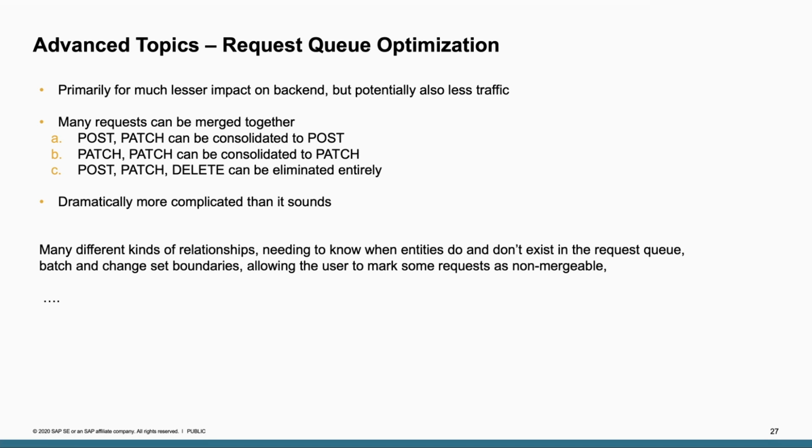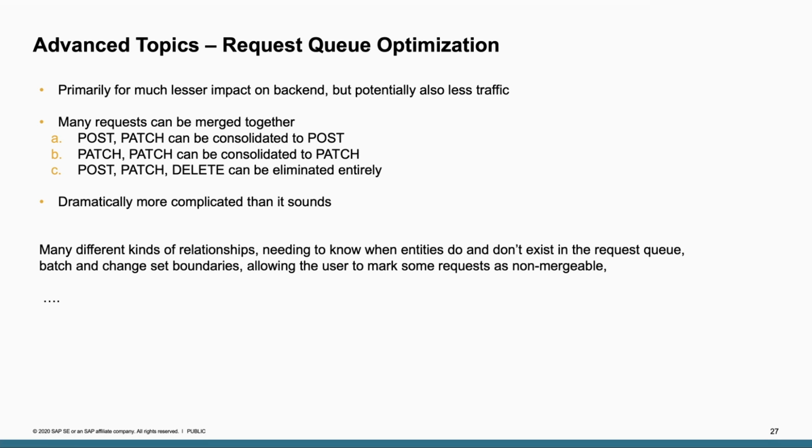I will give some examples in the following slides. This not only affects the network traffic. Just think, if all these requests reach the backend without this optimization, the backend needs to do everything from first to end. That means they need to insert some data, search some data, then change some data and delete some data. All this can be saved with this request queue optimization.